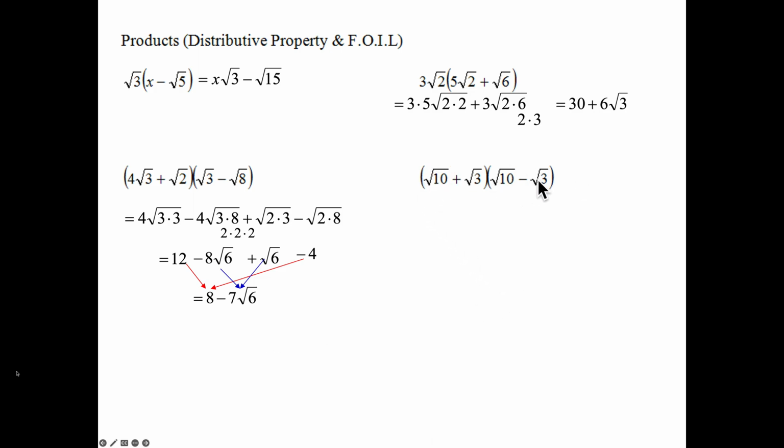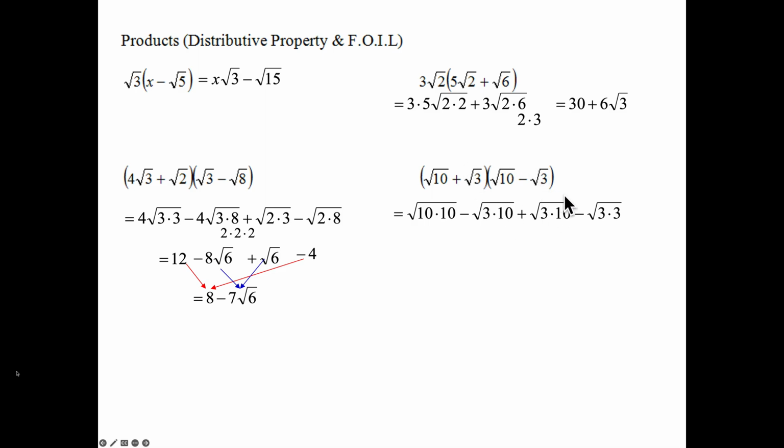Here, multiply again, but you should notice we have a plus and a minus, and the terms are the same. So when we do multiply this together, square root of 10 times the square root of 10, square root of 10 times the negative square root of 3, it's a minus 3 times 10. Square root of 3 times square root of 10 plus 3 times 10. Notice how the two middle terms are opposites? They're going to cancel out.